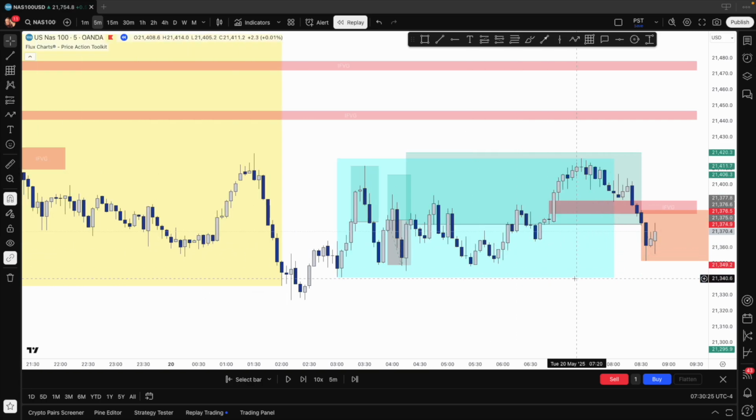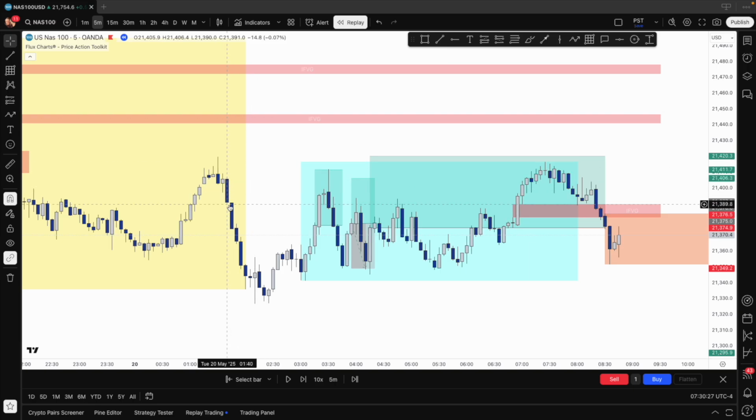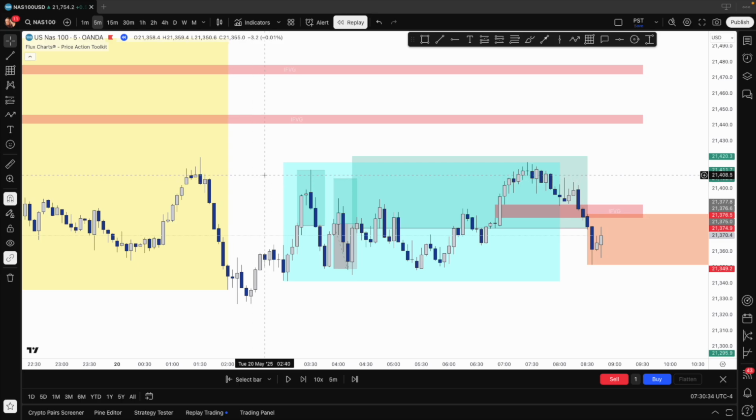And that's how easy this strategy is. Wait for the Asia high or low, wait for the indicator to print out your inverse fair value gap, and then you take your entry in the opposite direction.